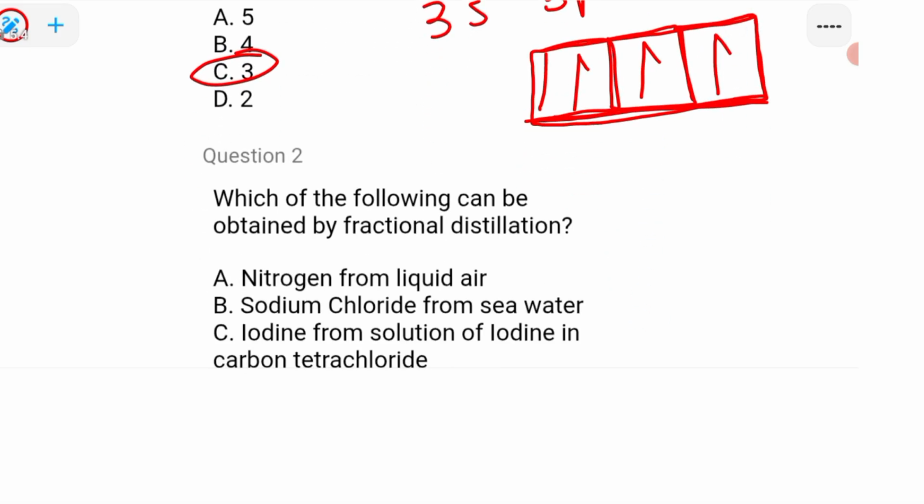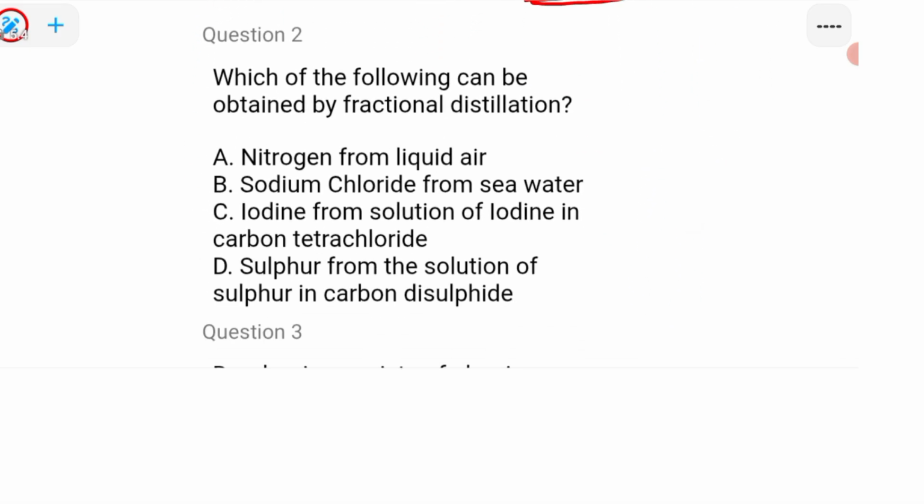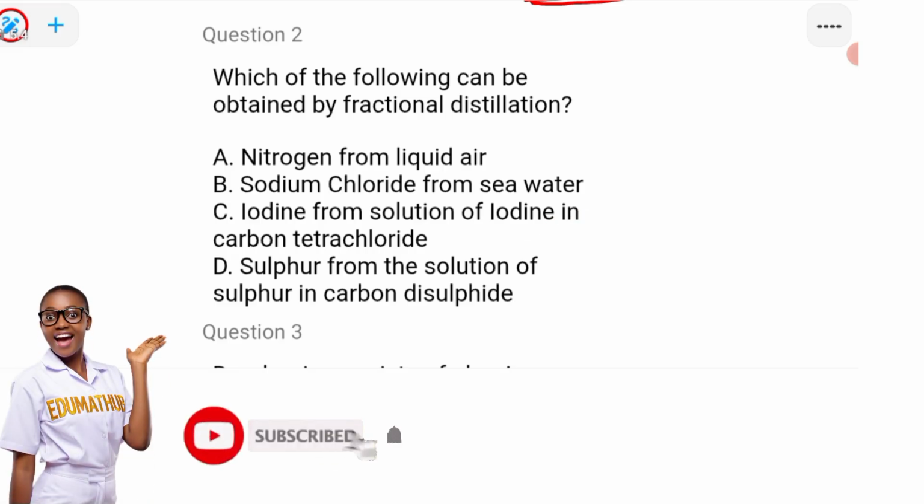Next one. Which of the following can be obtained by fractional distillation? So nitrogen from liquid air, sodium chloride from seawater, iodine from solution of iodine in carbon tetrachloride, then sulfur from the solution of sulfur in carbon disulfide. So let's start from the bottom one, which is this one. Sulfur from the solution of sulfur in carbon disulfide.